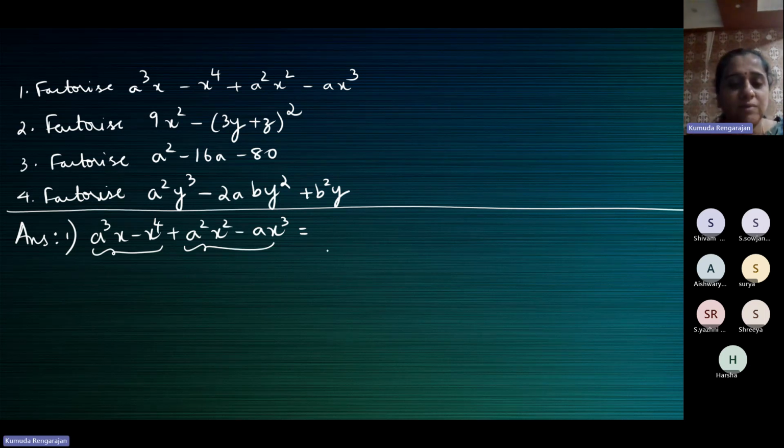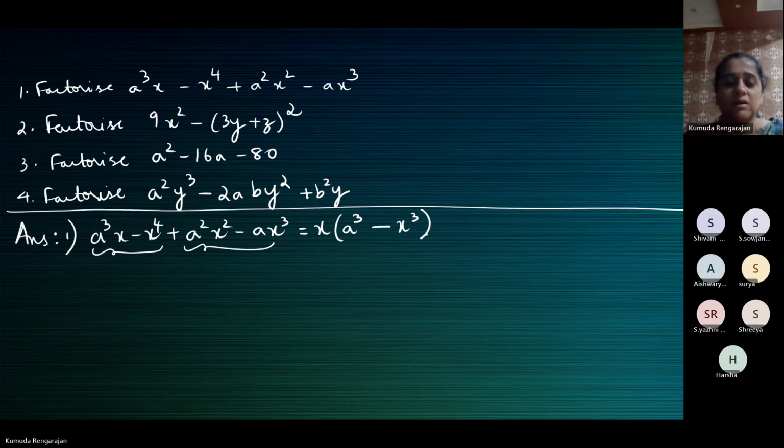A cube x and x to the power 4. Yeah, the least power is common. So x and x to the power 4, x is the least power. So that's common. So what would you get in the bracket? X into what is the first term? A cube. X into a cube is a cube x, minus x into what will give you the second term? X to the power 3.